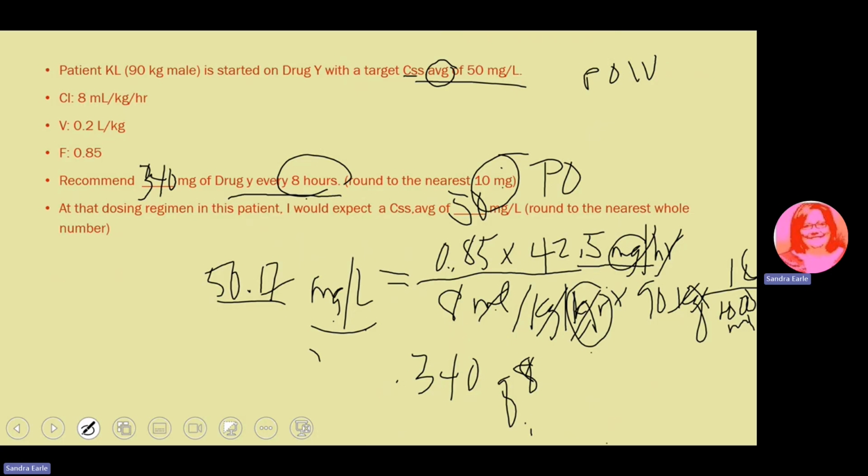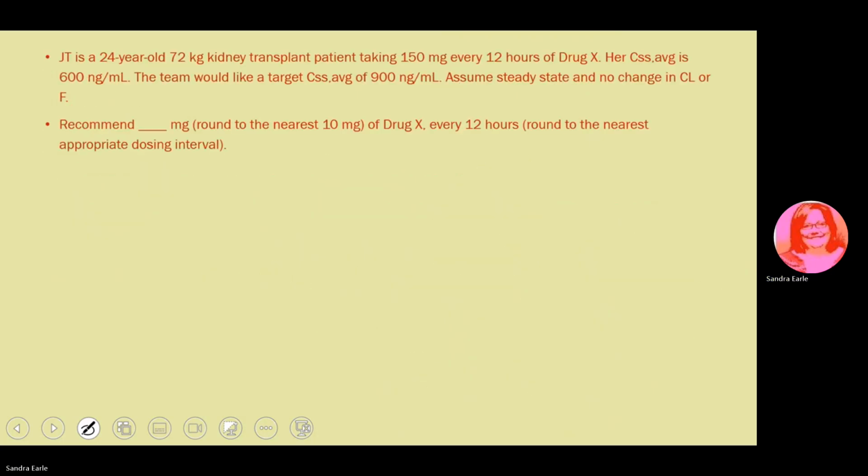Good. Moving on. Okay, we have another transplant patient taking 150 every 12 hours. Her CSS average is 600 nanograms per ml, which is the same thing as micrograms per liter. The team would like to have a target CSS average of 900 nanograms per ml. Assume no change in clearance or bioavailability.